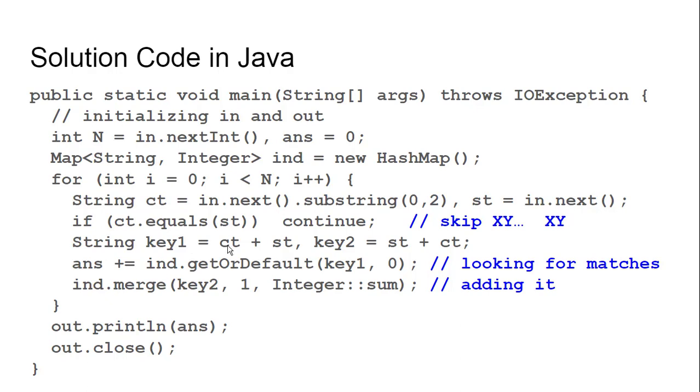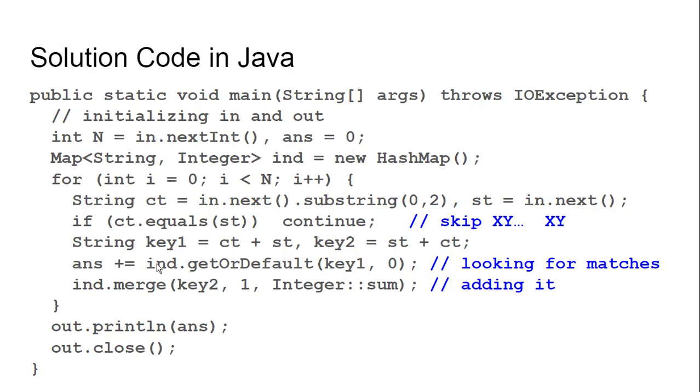Actually, we can directly put the city plus st here in place of key 1, and st plus city here. So basically we do two things. One is we look for matches, and the other thing is we add this to the map.